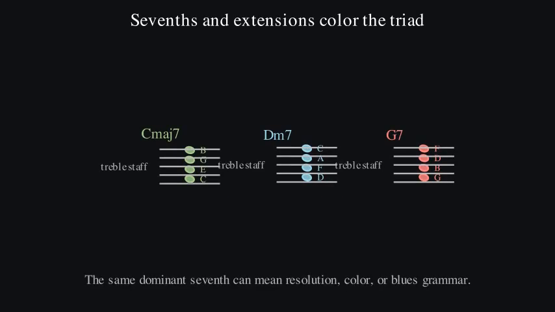A triad tells you root, third, and fifth. A seventh tells you extra tension. A major seventh sounds stable but luminous. A minor seventh is common in pop, rock, funk, and jazz. A dominant seventh strongly wants resolution in tonal harmony, but in blues, it can sit on the tonic for a long time. Style changes the meaning of the same object.